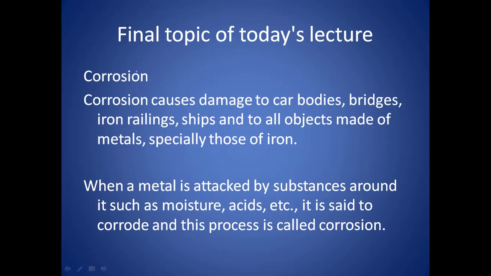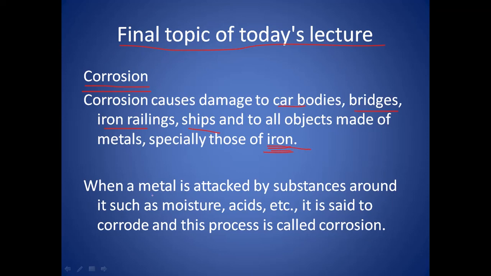Now the final topic of today's lecture. Don't make it too much, it is simple. There is corrosion. Everyone knows what corrosion is, what it forms on car bodies. We can see it on bridges, on iron railings, ships. There is corrosion everywhere. Especially it happens with iron. Many products have been made from iron, so they get corroded.